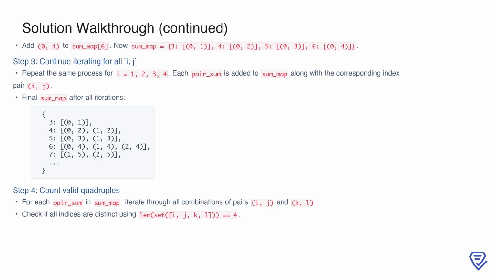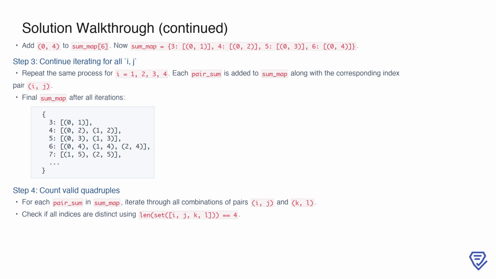For example, after processing all pairs, sum_map might look like this: 3 maps to (0, 1), 4 maps to (0, 2), (1, 2), 5 maps to (0, 3), (1, 3), and so on. With sum_map fully populated, we then move on to counting valid quadruples. The idea is to loop through each pair_sum in sum_map and examine all combinations of index pairs, (i, j) and (k, l), associated with that sum.